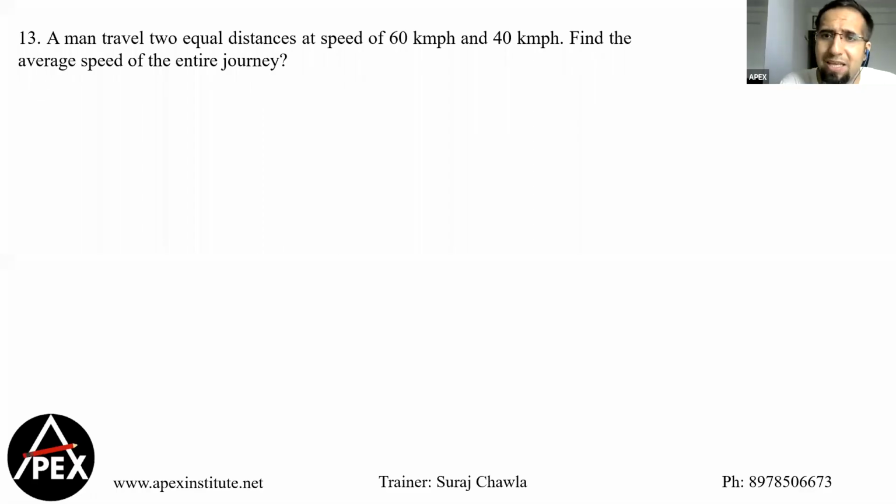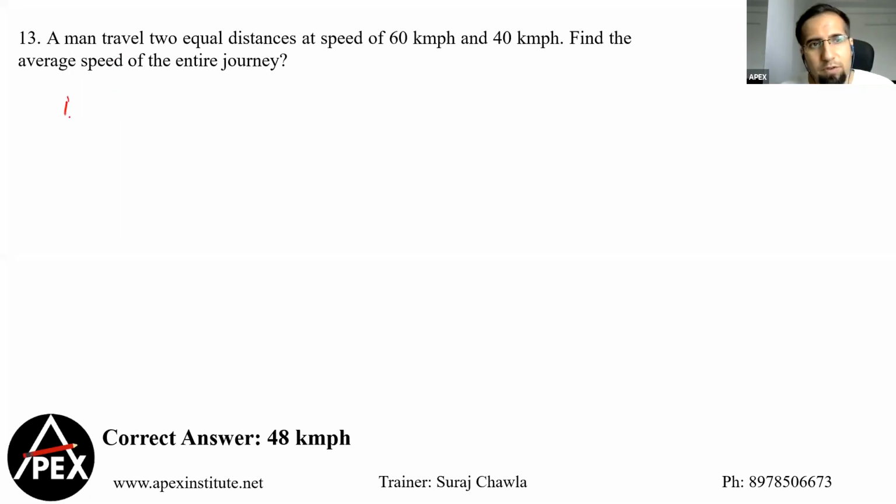The beautiful part here is equal distances have been covered. When I say equal distances have been covered, let me assume the distance for the first part of the journey is X kilometers and the distance for the second part of the journey is also X kilometers. Speed given to me is 60 kilometers an hour and 40 kilometers an hour. Now I'll tell you one simple shortcut here, guys.